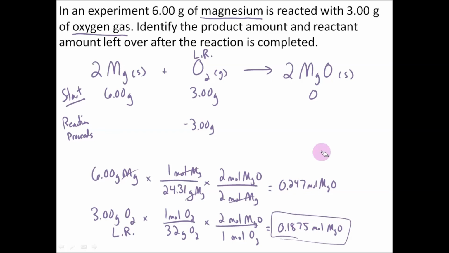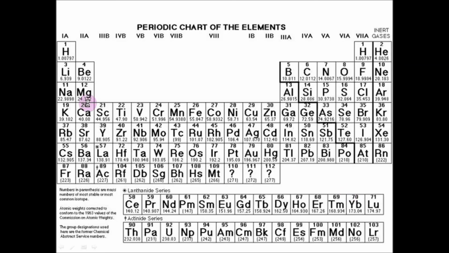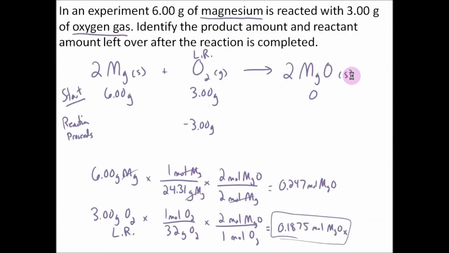So we have to convert the moles of magnesium oxide to grams by multiplying by the molar mass of magnesium oxide. So we quickly take a look at the periodic table again. The magnesium weighs 24.31 plus 1 oxygen is 16. So we find that that is a mass of 40.31 grams per 1 mole. And so when we multiply that out, we find that we get 7.56 grams of magnesium oxide is the theoretical yield.